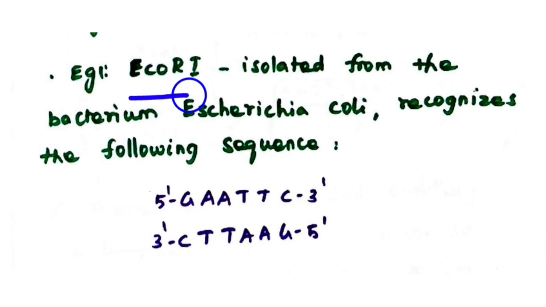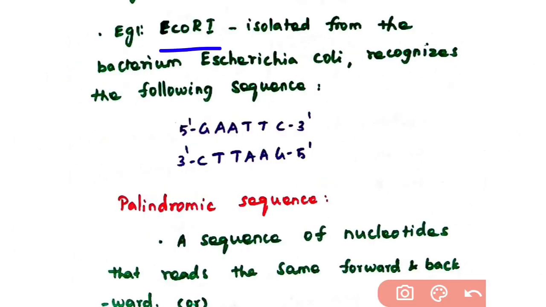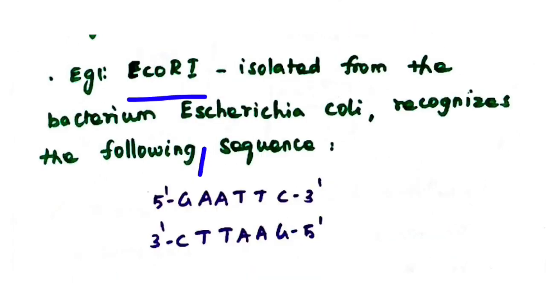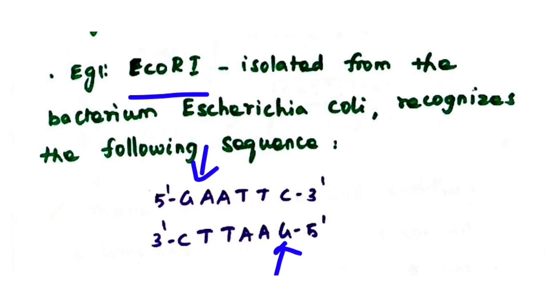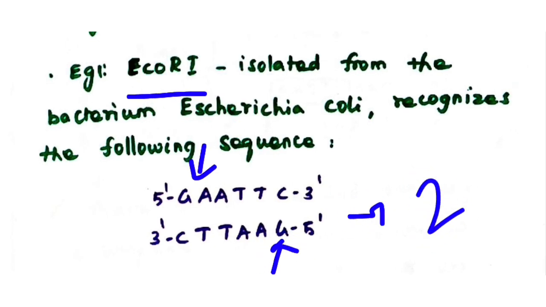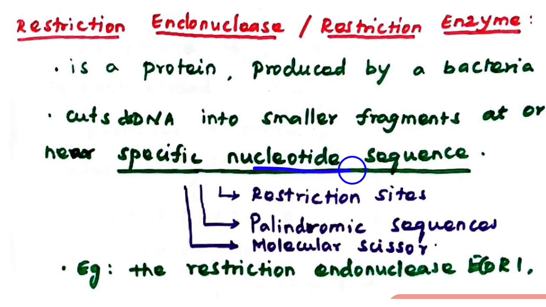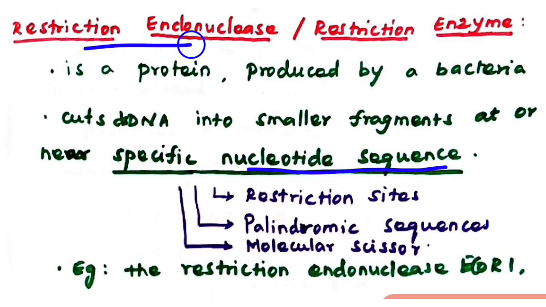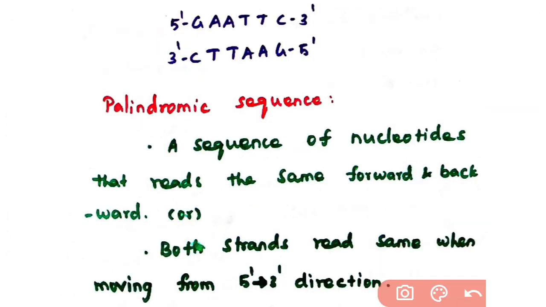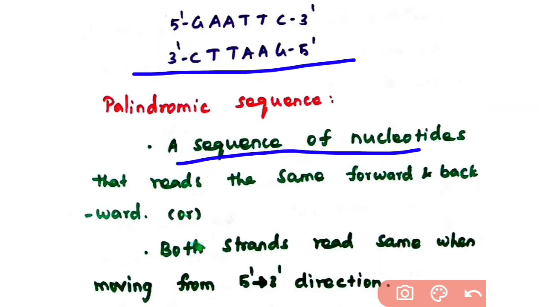Each restriction endonuclease is very specific in recognizing its sequence, and it also makes a specific cut. This EcoRI cuts in between G and A on both strands, thereby making two smaller fragments. The nucleotide sequences recognized by these restriction endonucleases are palindromic sequences. A palindromic sequence means a sequence of nucleotides that reads the same forward and backwards.